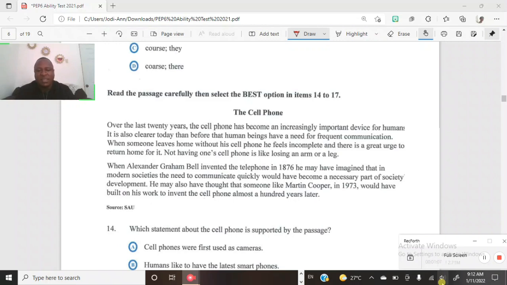When Alexander Graham Bell invented the telephone in 1876, he may have imagined that in modern societies, the need to communicate quickly would have become a necessary part of society's development. He may also have thought that someone like Martin Cooper in 1973 would have built on his work to invent the cell phone almost 100 years later.